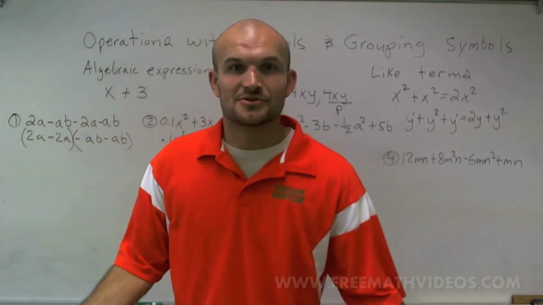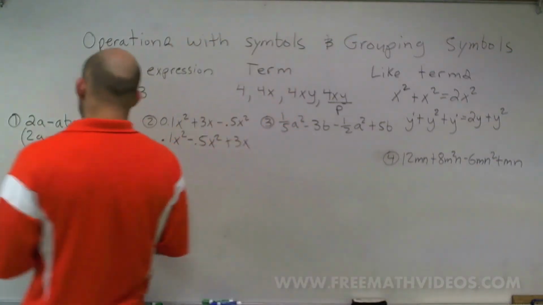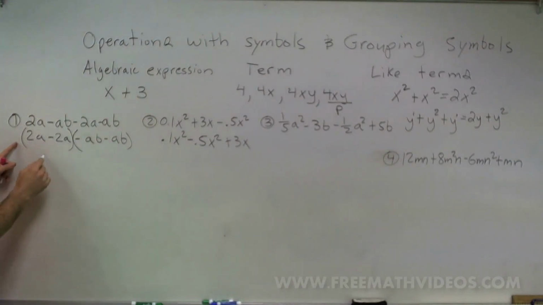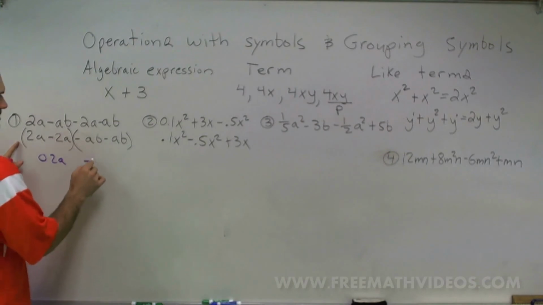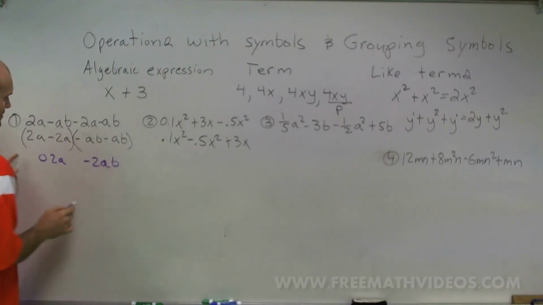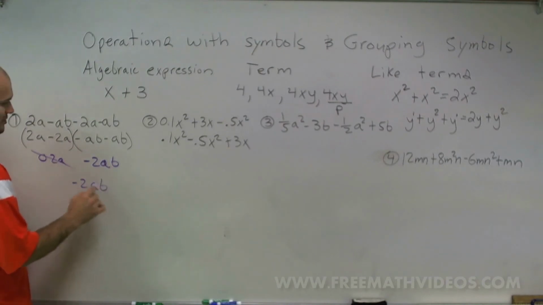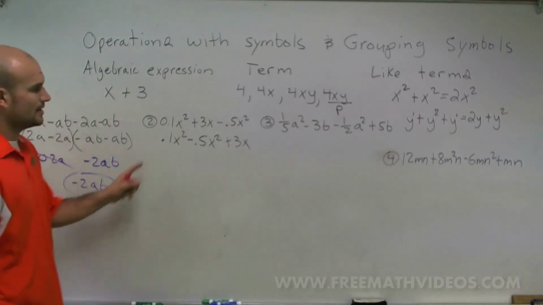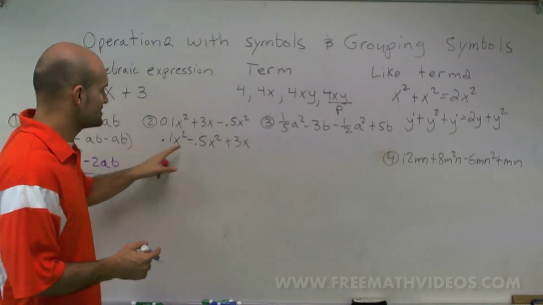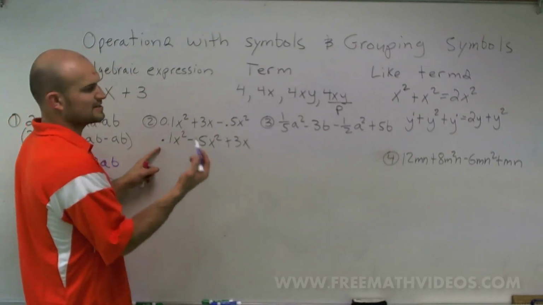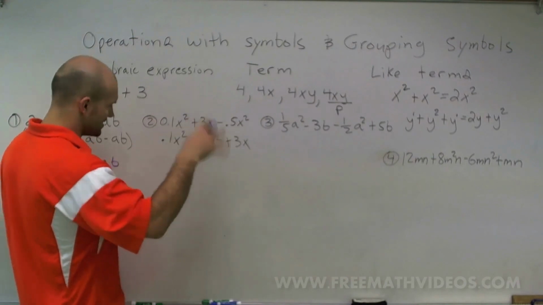All right, let's get to some answers real quick. So here, I grouped them together. 2a minus 2a is 0. Negative 2ab minus ab is a negative 2ab. However, this 0 we don't write in, so our final answer is negative 2ab. Here, you can combine these together, but if you have, let's just multiply everything by 10. Well, no, we don't need to.